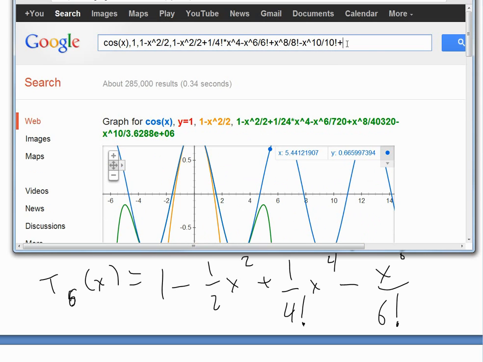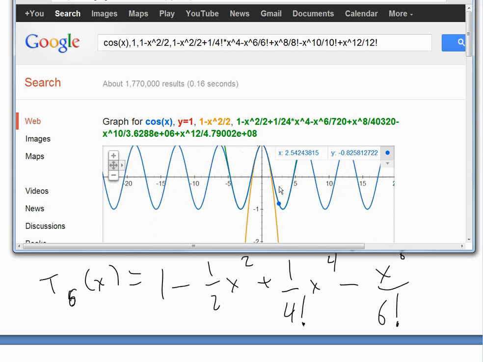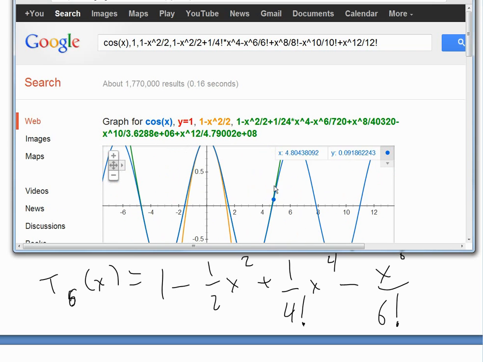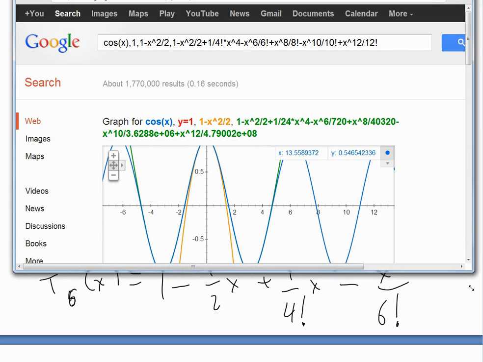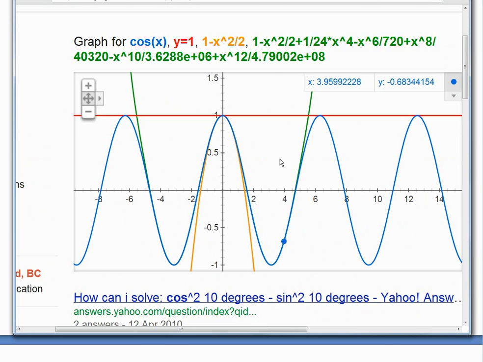So, just add another term here, divided by 12 factorial. So now it's getting closer up to the top. So it's really close to the beginning ones, and then it's getting closer and closer there. Let's just zoom in there. So yeah, this is pretty amazing what you can do with Google Calculator, and also these Taylor polynomials, how accurately you could approximate all functions, and this is pretty amazing.